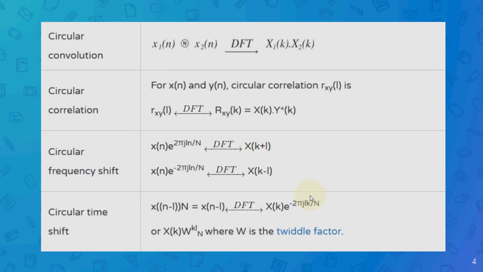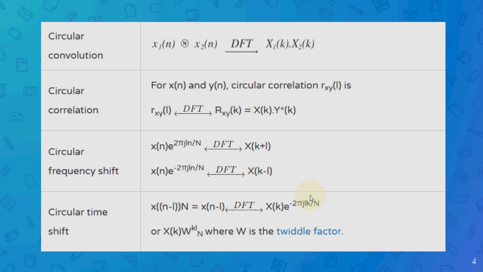Circular convolution: if two input signals are convolved, then their DFT is multiplied, that is x1 of n circularly convolved with x2 of n has the output DFT as the multiplication of both, X1 of k into X2 of k. Second, circular correlation: for x of n and y of n, the circular correlation r x y of l has the DFT R x y of k, that is X of k into the complex conjugate of Y of k.